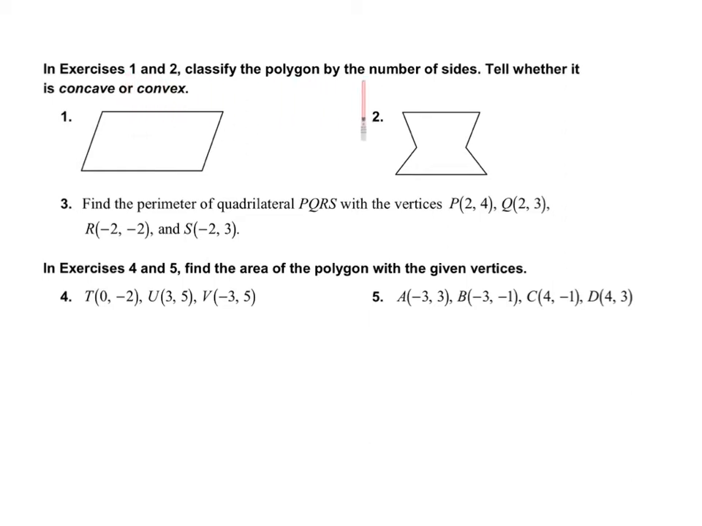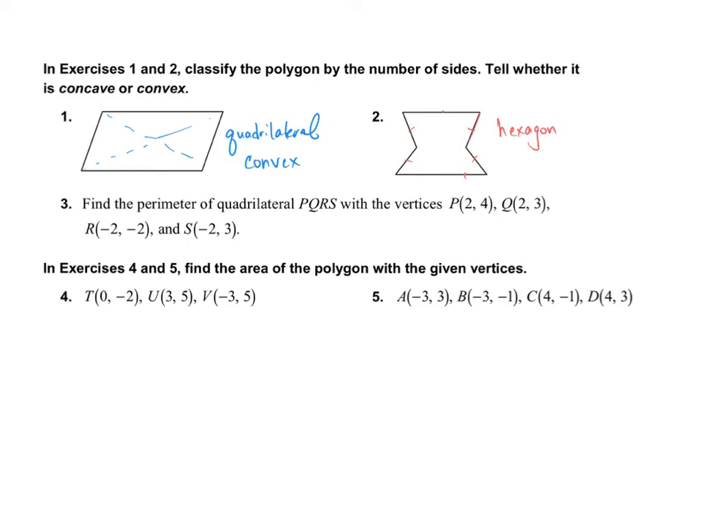In 1 and 2, classify the polygon by the number of sides, tell whether it's concave or convex. So this has 4 sides to it, so since it has 4 sides, this is a quadrilateral, and this is convex, because wherever I draw a diagonal, in fact there's only 2 diagonals, they're both going to be on the inside. This next one has 1, 2, 3, 4, 5, 6 sides. So this is a hexagon.